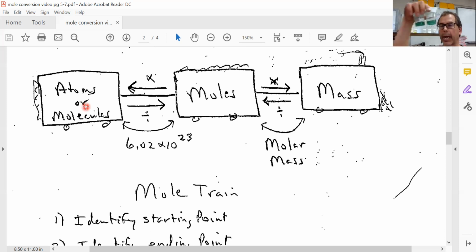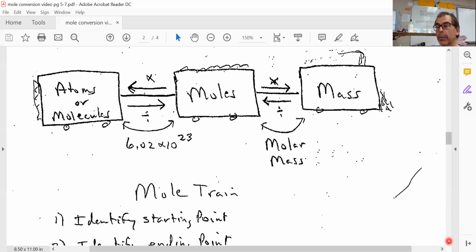What if I were told I had 1.2 times 10 to the 24th molecules of water? How many moles of water would I have? I do just the opposite. I take the 1.2 times 10 to the 24th, divided by 6 times 10 to the 23rd, and I'd be back to about 2 moles right here. So going from moles to atoms or molecules or whatever you're talking about, you multiply by 6 times 10 to the 23rd. Going from atoms or molecules back to moles, you divide by 6 times 10 to the 23rd.